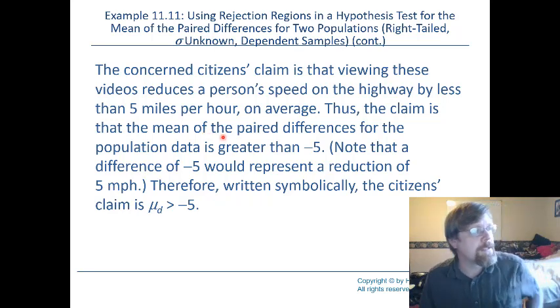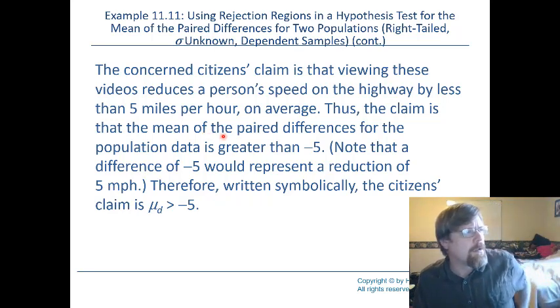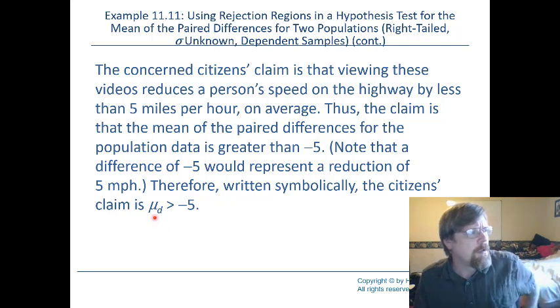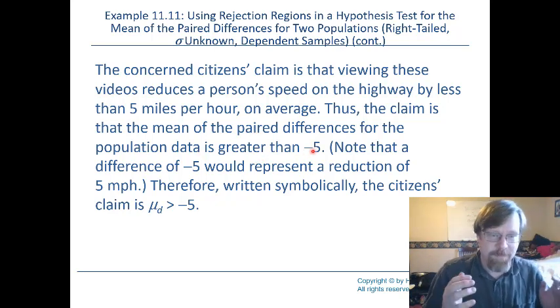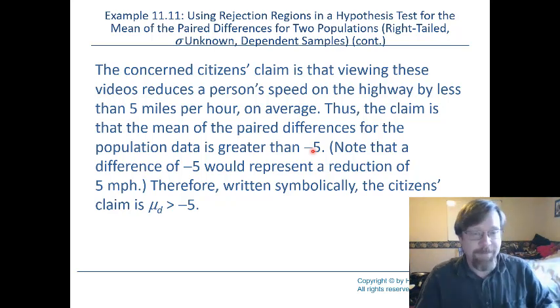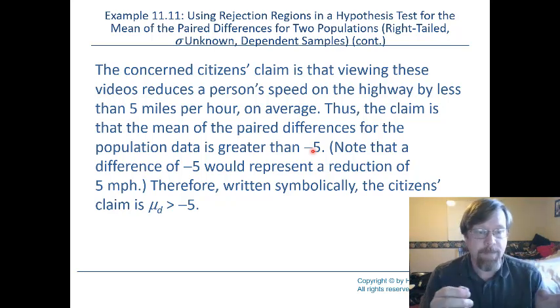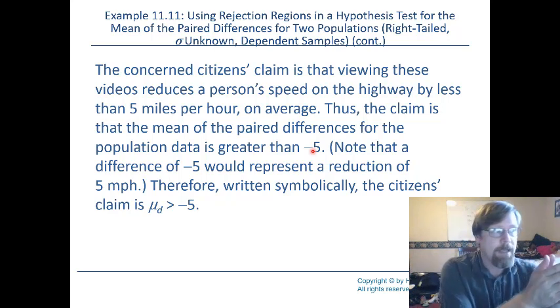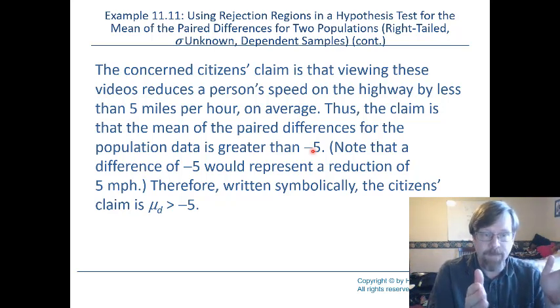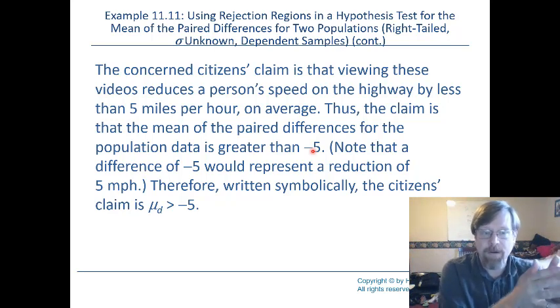Thus, the claim is that the paired differences is greater than -5. Sorry, it took me a minute to think through that, the negative number and less than or greater than does kind of throw me too sometimes. So take a minute and think about where -5 is on a number line, and that if you're seeing something greater than -5, it's going to be -4, -3, something like that. It's a smaller number in terms of absolute value, but it is a larger number.